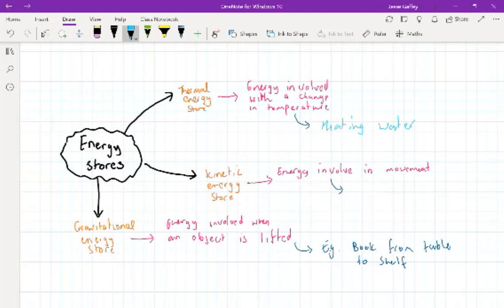For kinetic energy store, there's lots of examples we could have. Kicking a ball, driving a car. Anytime something starts to move or changes its motion, we're going to have an example of kinetic energy store. And then moving a book from a table to a shelf. I'm sure you could think of some other ones.